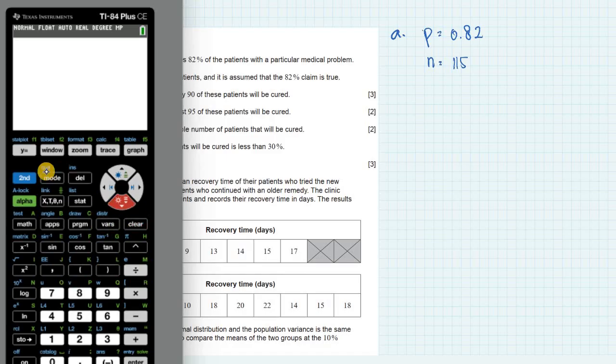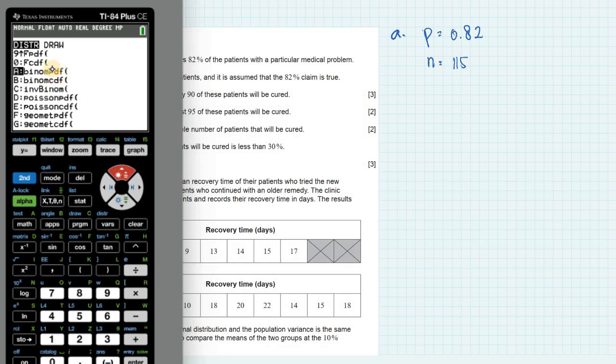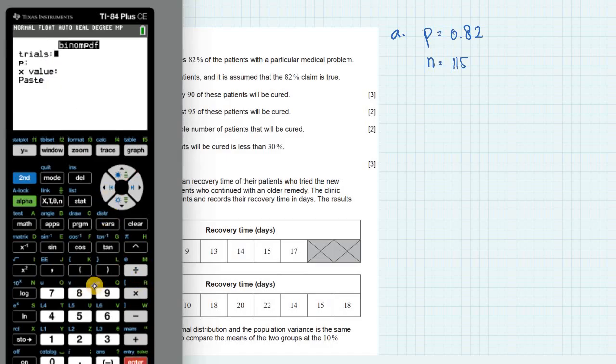So you would like to go to binomial distribution. Second, first, distribution, you find binom PDF. PDF is for when we have an exact number, in this case exactly 90. Let's press enter. The trials is 115, the probability of success is 0.82, and the X value is 90. Okay, 90 patients will be cured, and then enter.